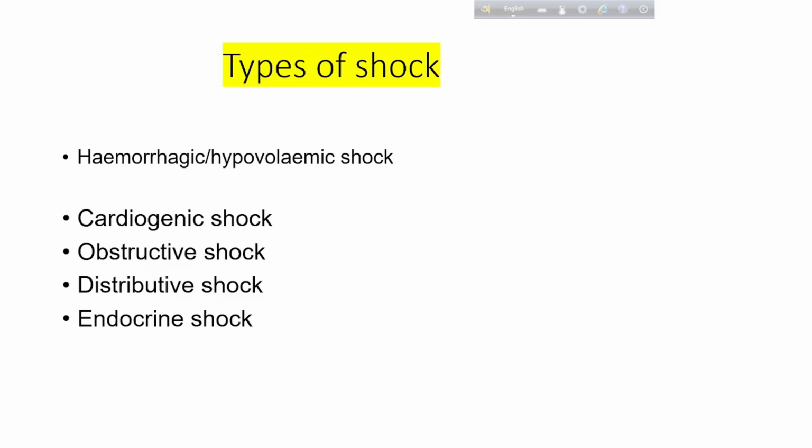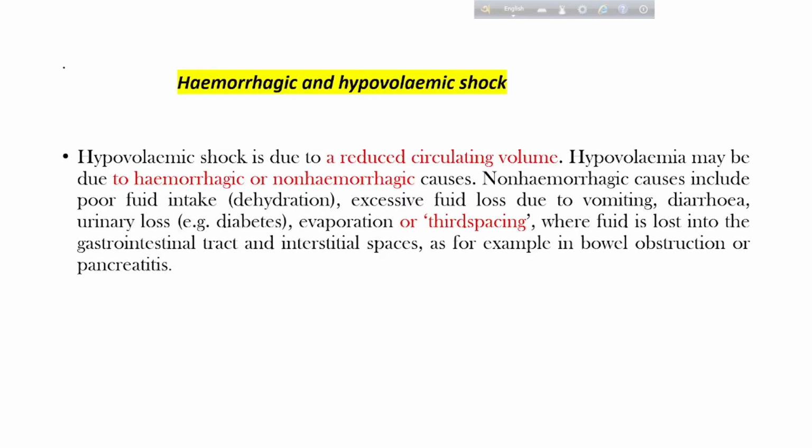So first, hemorrhagic or hypovolemic shock. From the name, we can assume that this shock is due to hypovolemia, which may be due to any cause. So, hypovolemic shock is due to reduced circulating volume. It may be due to hemorrhage or a non-hemorrhagic cause.